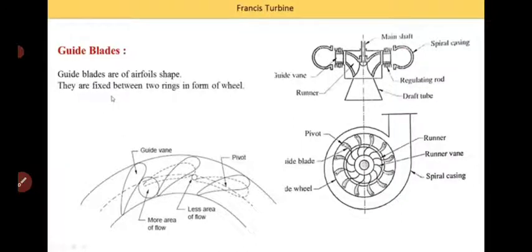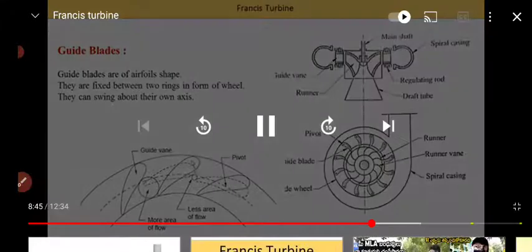They are fixed between the two rings in the form of a fill. Means the guide blade is fixed on two rings. So this is one ring, that is the outer ring, and this is the inner ring. On the support of these two rings, the guide vanes are fixed. This pivot point is on the center or either in an outer part. So it is pivoted, so it can swing about these pivot points.